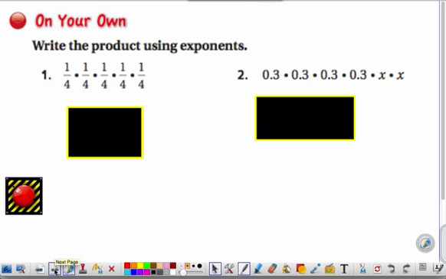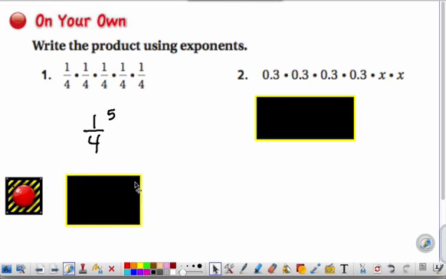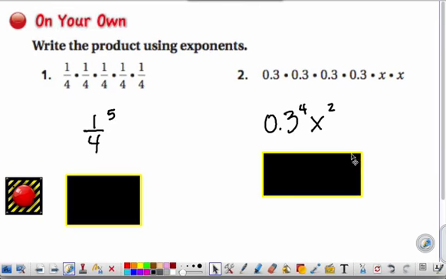You try number 1 and number 2, pause the video, give yourself a minute, and then whenever you're done, unpause the video so you can see if you got them right. Okay, so let's look. On number 1, you have 1/4 being multiplied repeatedly. So 1/4 is your base, and you can see that there are 5 of them, so that gives us an exponent of 5. And on number 2, we have a base of 3/10 that's being multiplied 4 times, and a base of x that's being multiplied 2 times.